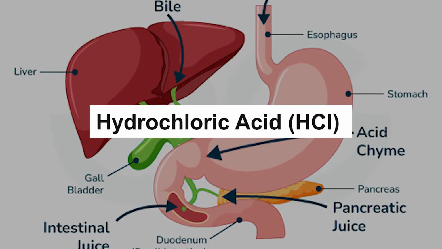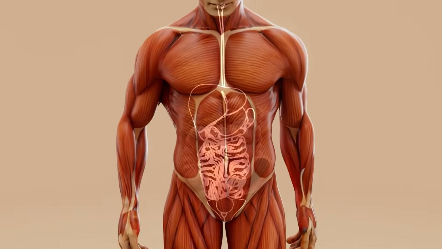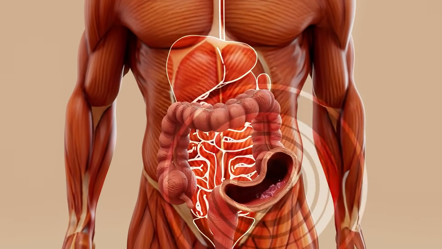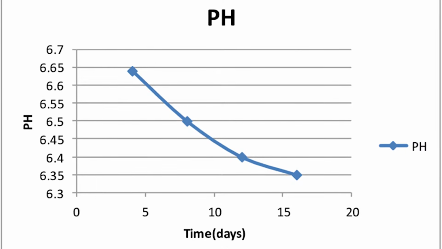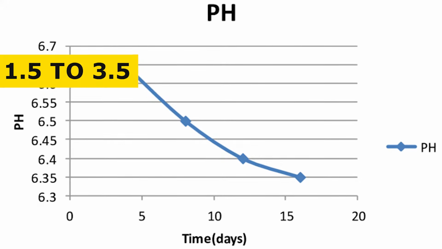Hydrochloric acid. Hydrochloric acid is secreted by the parietal cells and maintains the stomach's highly acidic environment, with a pH ranging from 1.5 to 3.5.